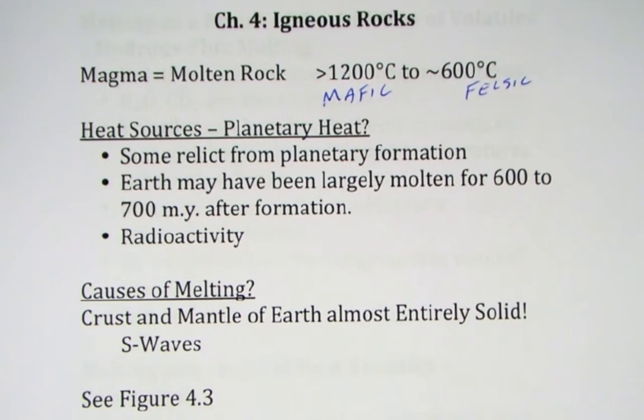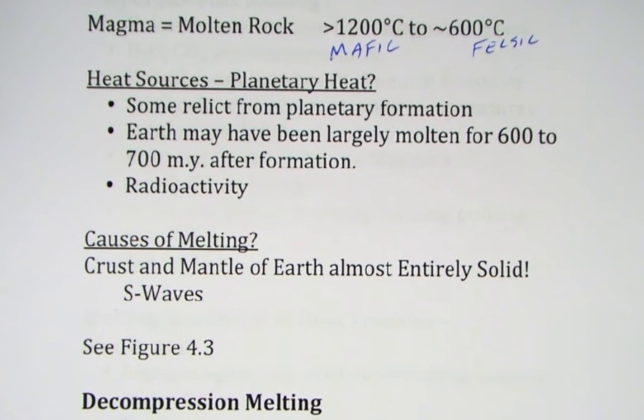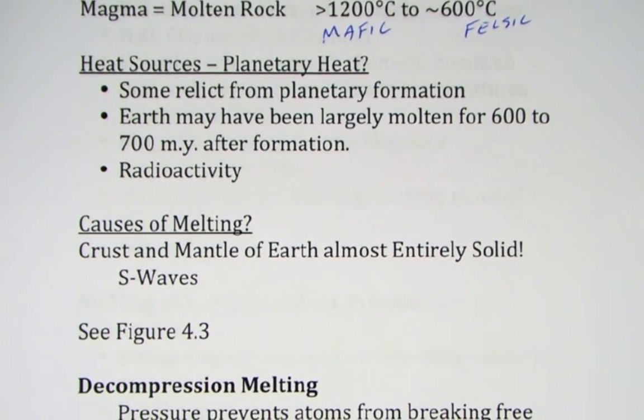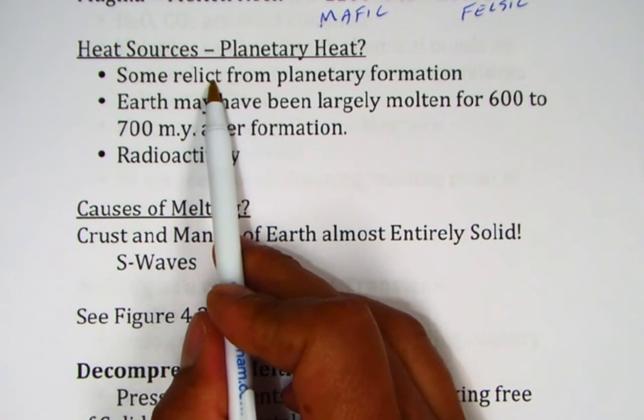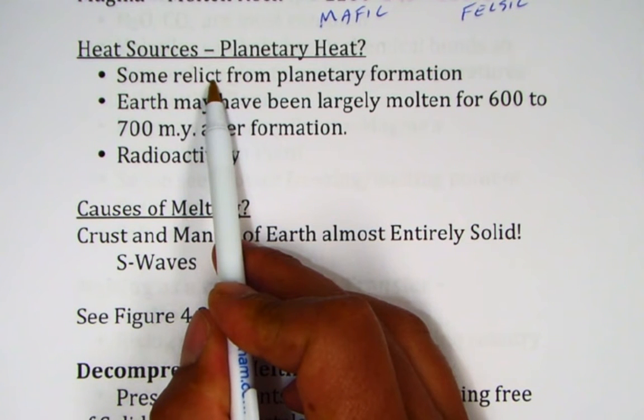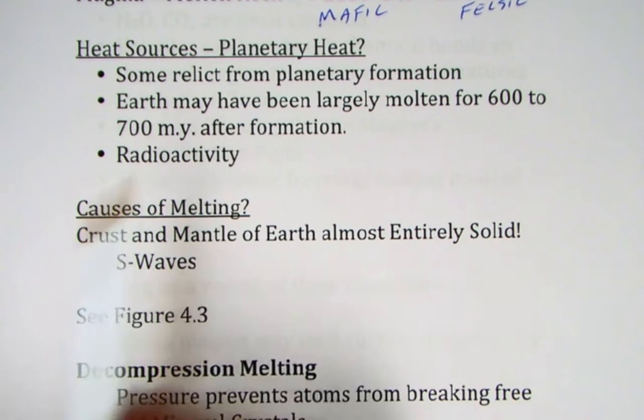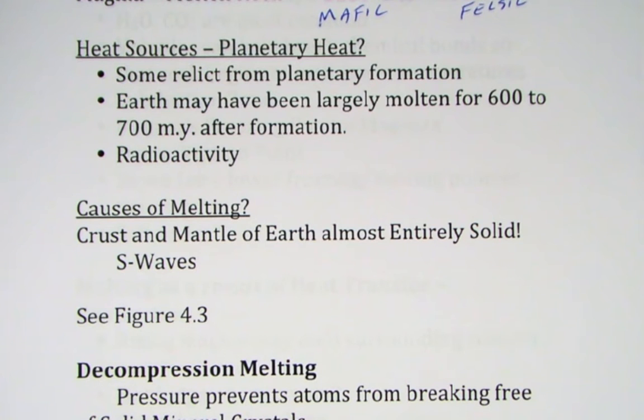Now, obviously we need heat to melt these rocks. And so where's this heat coming from? Well, some of it is relic heat from when the planet formed, right? Remember some of that gravitational energy and frictional energy as the planet was undergoing the differentiation event produce heat. And so some of that heat is still around.